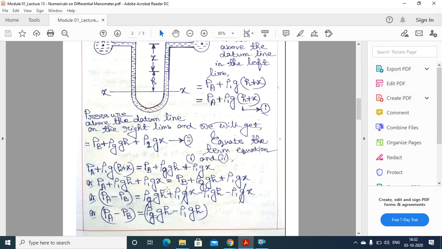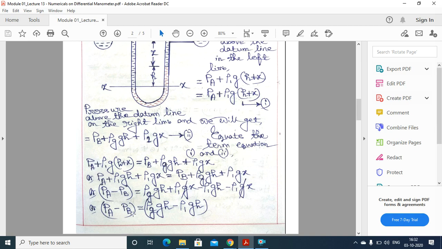Okay. So PA minus PB. Shift this term to the opposite side of the equal sign, so it will become negative. So PA minus PB equals rho g into g into h plus rho 1 g x minus rho 1 g h, and again this plus rho 1 g x shifted to the opposite side forms a negative sign, minus rho 1 g x. So plus rho 1 g x and minus rho 1 g x will cancel out.